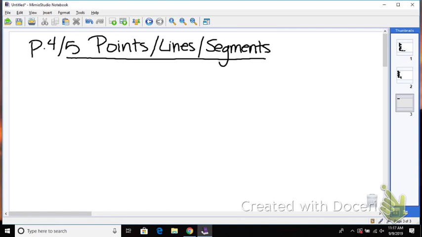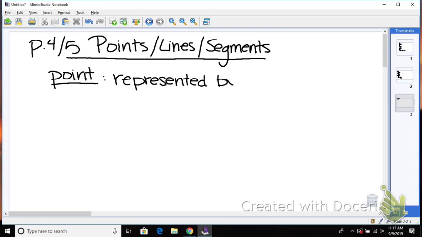So on page 5, I want you to start with the word point. We're talking about some point on either a line, on a plane, someplace. Some point is represented by a dot. It's very mathematical. This is what you're writing down. Everyone should be writing this down.